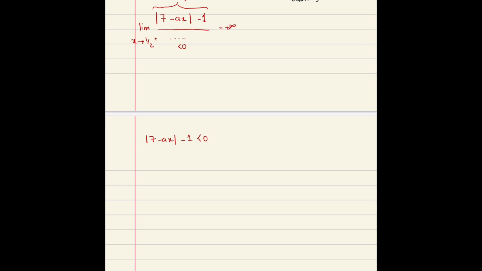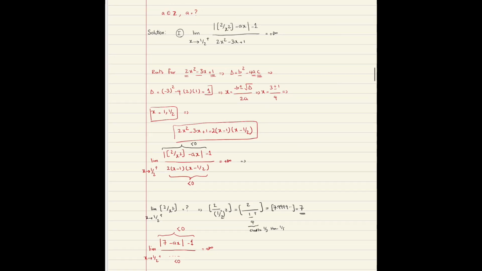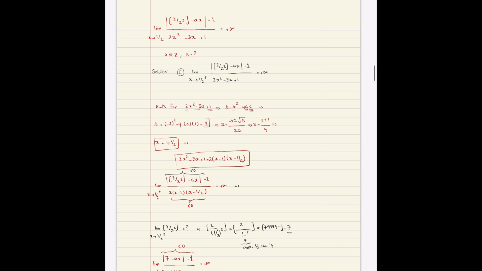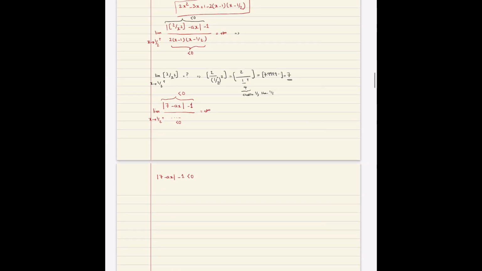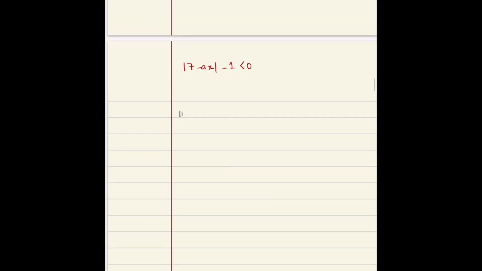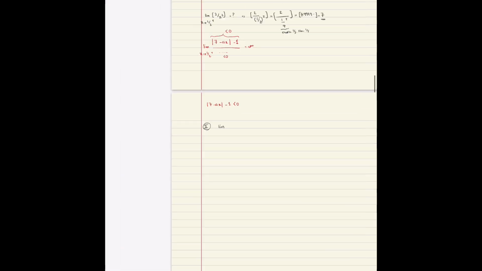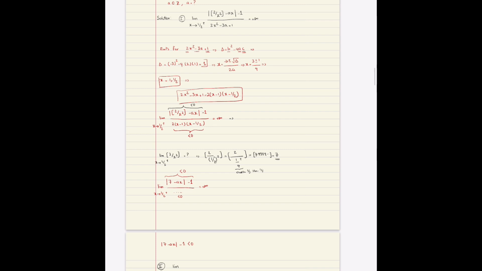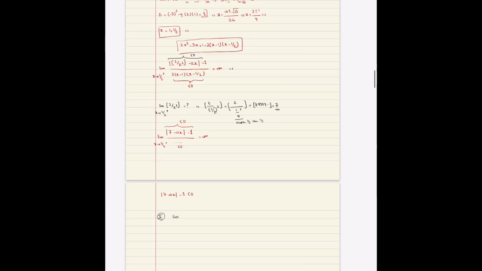Then let's go ahead and see what we have if x approaches 1 over 2 from the left hand side. Okay, so I'm going to rewrite the problem once again, this time for x approaching 1 over 2 from the left hand side.